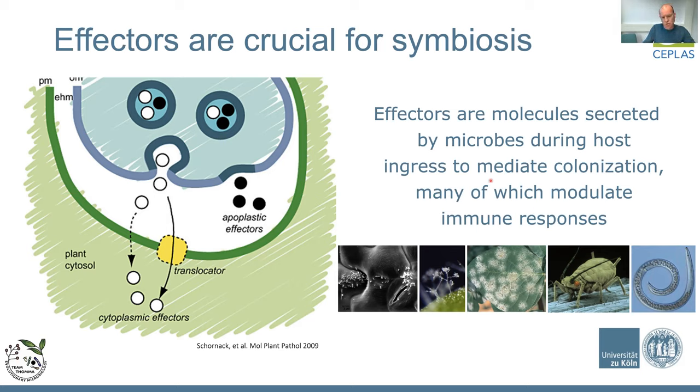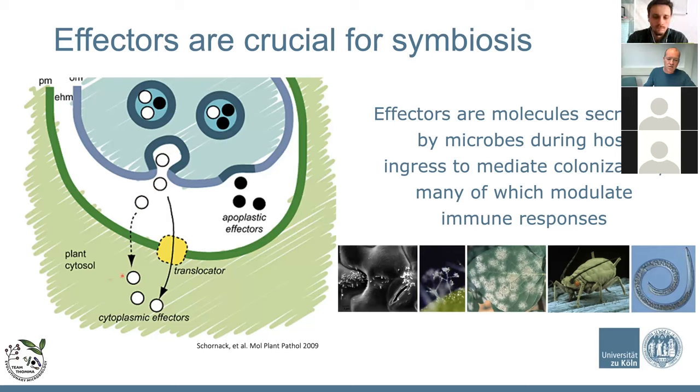Now, there are two points I still would like to make here. One is that here is a schematic picture of a filamentous microbe that infects a plant host. And the point I want to make is that these effectors are secreted in the interface between the microbe and the host. And then some of these effectors are taken up by host cells, end up in the cytoplasm or in other cellular compartments. And these are what we call cytoplasmic effectors. But then some effectors actually do not go there. They stay in this interface. And so these are labeled as apoplastic effectors.